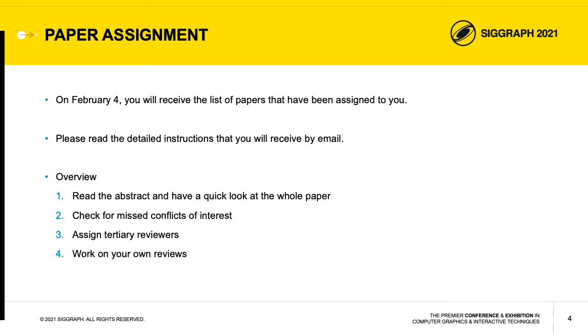On February 4th, you will receive the list of papers that have been assigned to you. Please read carefully the instructions that Leona will send you, and the rest of this presentation will give you a brief overview of what you will have to do. First, please open the PDF, read the abstract, and have a quick look at the whole paper to get a sense of what it is about. Then check if we missed any conflict of interest. Then assign the tertiary reviewers, and then start working on your own reviews.